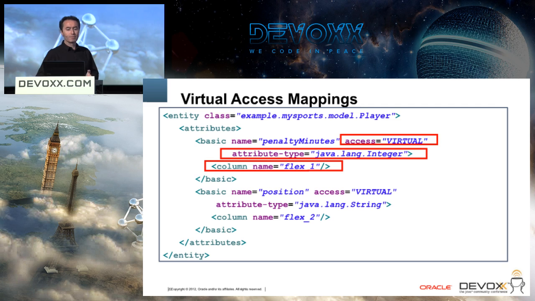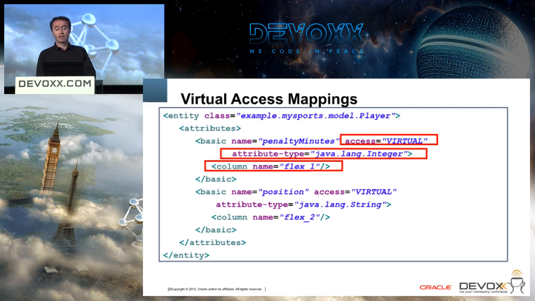So here's an example of this. Here's a player class, and this comes from a demo we actually have. You can download this demo. I showed it last year as part of the multi-tenancy example called My Sports. In My Sports, you can actually configure each sports team with extra properties. And this is how we do it.